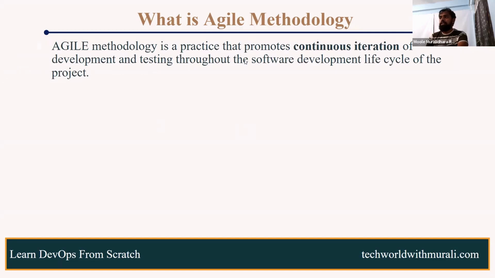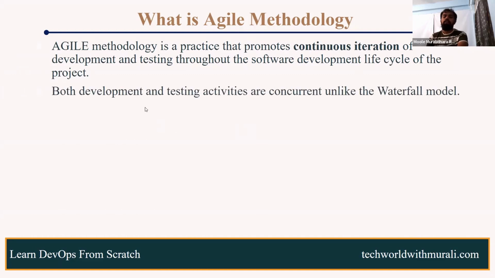Agile methodology is a practice that prompts continuous iteration of development and testing throughout the software development life cycle of the project. As I said, in the waterfall methodology, one step is completed and only then the next step will start. But in agile methodology, it is not like that. Development and testing activities are concurrent, going simultaneously, not like waterfall methodology.